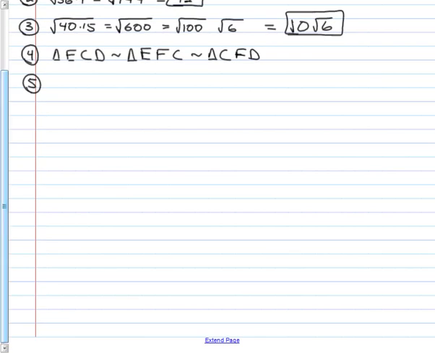Number 5, they want us to find X, Y, and Z. Well, let's start with that X. Is it in the geometric mean position? Yeah. Geometric mean between what? 3 and 5.